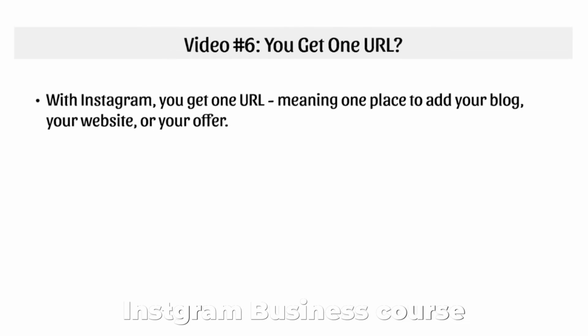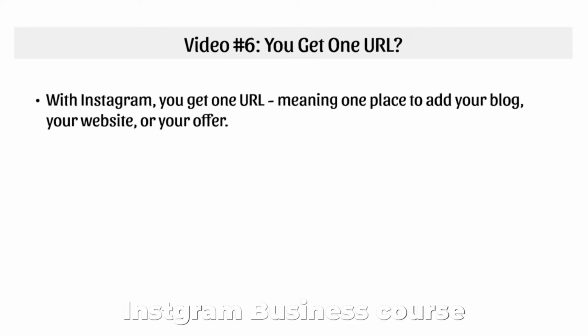So that's the reality with Instagram, you get one URL, meaning one place to add your blog, your website, or your offer. It's not like Facebook where you can create a post every single time and put a URL directly to your offer. You get one URL, so you got to choose it wisely. So the question is, what URL should you use? In this particular video, I'm going to talk briefly about the concepts, the fundamentals, and then I'm going to go to Instagram.com and I'll show you what we're looking at.